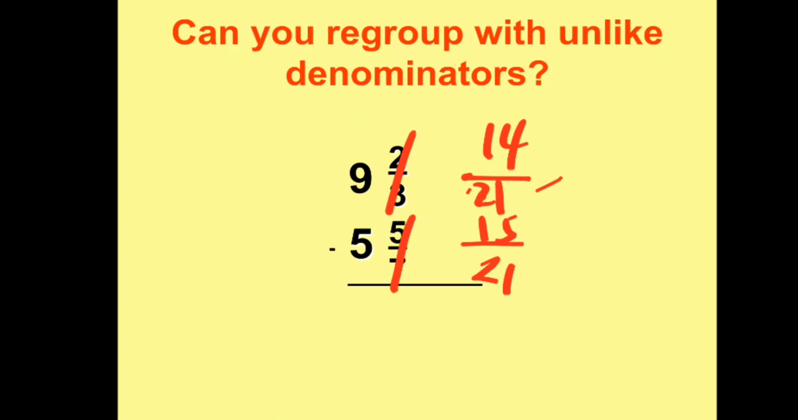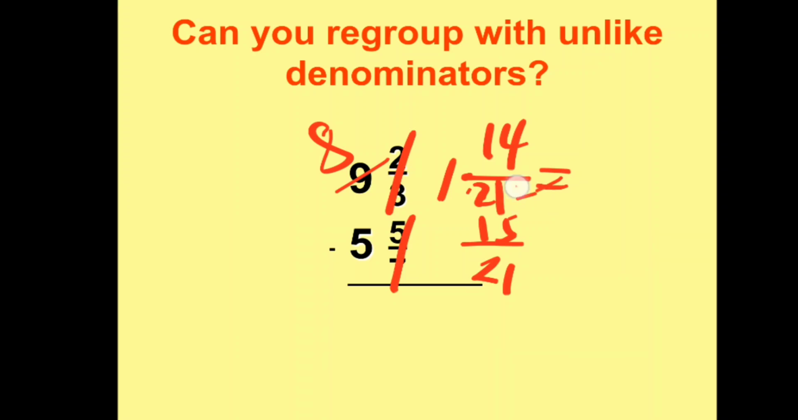Because you already have the equivalent fractions, can we subtract now? We can now easily subtract the numerators and copy the denominator. So 14 minus 15 cannot be done. Since we cannot subtract 15 from 14, we have to borrow from the whole number. That whole number 9 becomes 8, and you will write 1 there, and convert that 1 to an improper fraction.